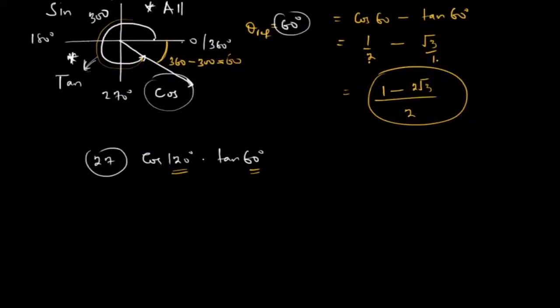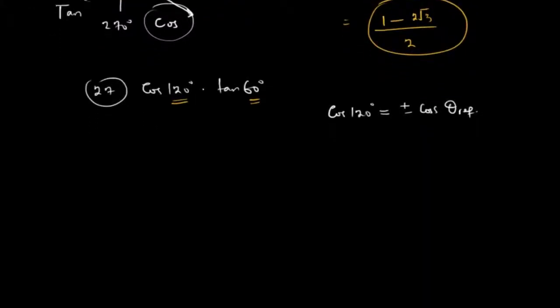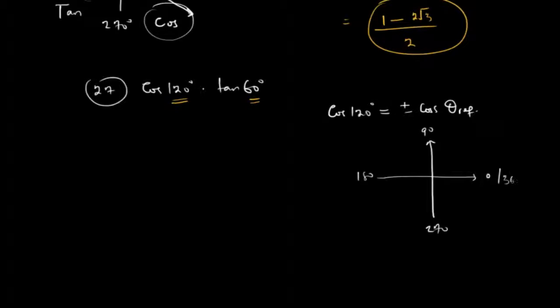So how then do I find its acute equivalent? Again, you want to find the cosine of 120 degrees. We said the trig of any function is just plus or minus the trig of the reference angle. Now how do I find the reference angle of 120? Again, what you just do is you make a sketch. So this is 0, this is 90, this is 180, this is 270, and this is 360 degrees. So 120, you start from here and then you cover 120. You can see it falls in this region here. So this is 120 degrees.